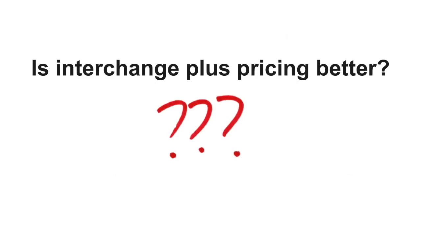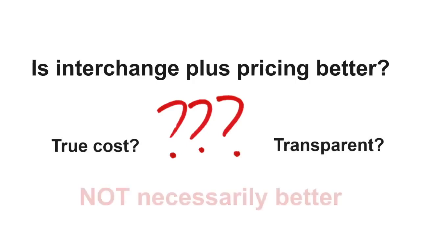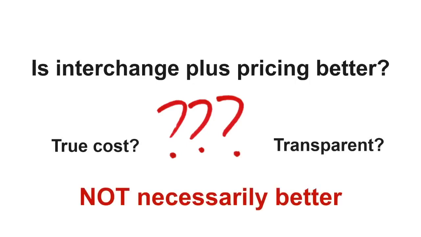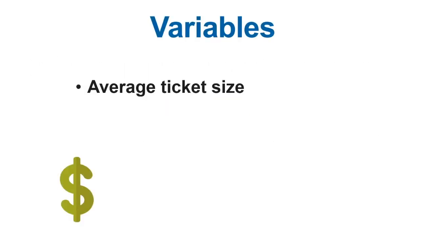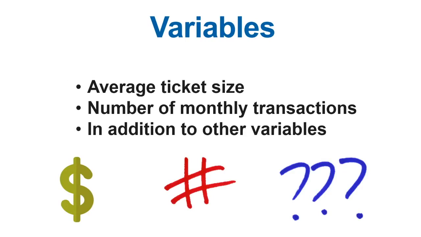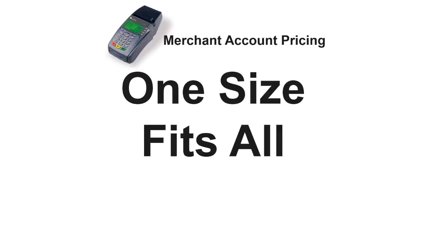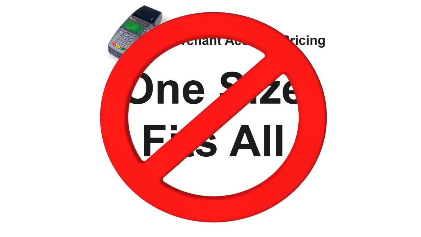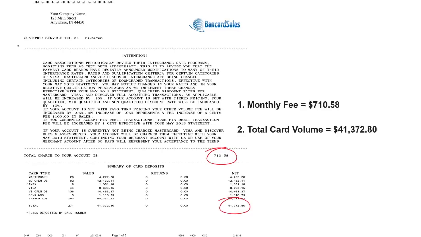It's widely assumed that Interchange Plus pricing is a better pricing model because it's said to have a true cost, or a transparent pricing model, but that does not necessarily mean that it's a lower overall cost. Variables such as average ticket and the number of transactions processed each month, in addition to the pricing structure variables that we discussed already, determine whether tier or Interchange Plus pricing is best for your company. Merchant account pricing is not one size fits all. In the end, what matters the most is the total dollar amount in fees paid for accepting a certain dollar amount of credit card volume.